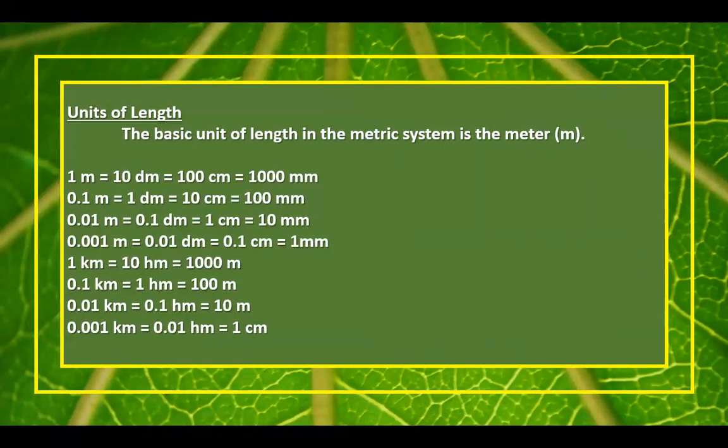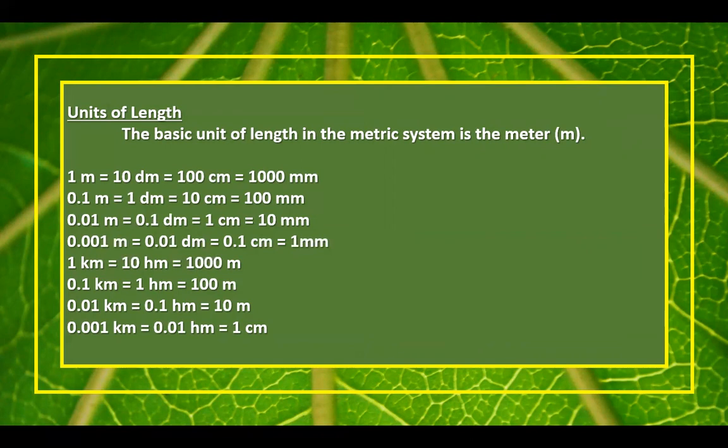Next, 0.1 meter is equal to 1 decimeter is equal to 10 centimeters is equal to 100 millimeters. Next, we have 0.01 meter is equal to 0.1 decimeter is equal to 1 centimeter is equal to 10 millimeters. Next, we have 0.001 meter is equal to 0.01 decimeter is equal to 0.1 centimeter is equal to 1 millimeter.